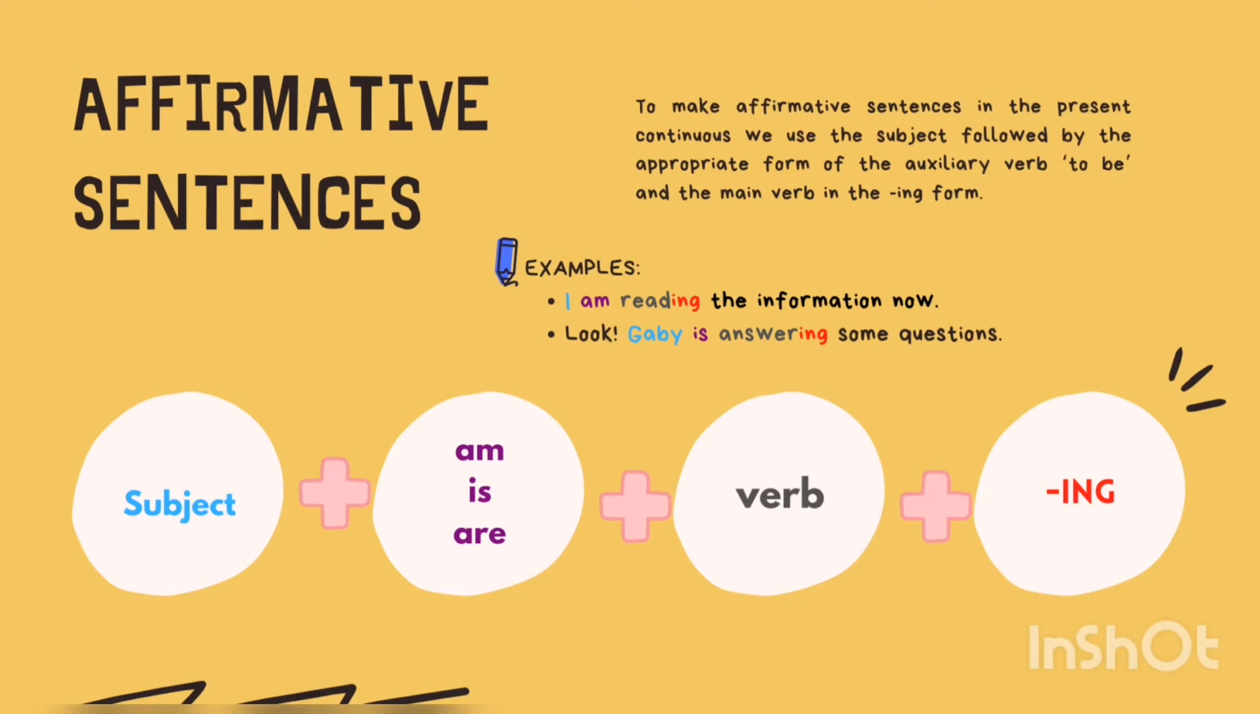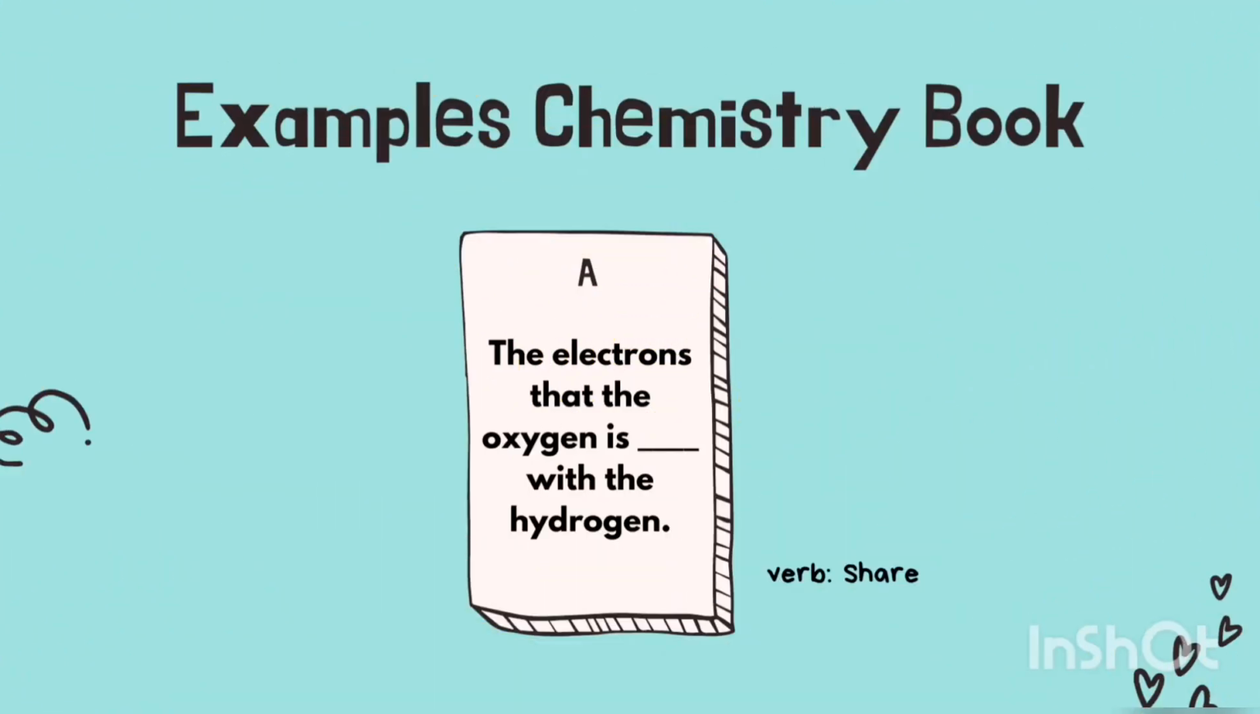Another example of the structure of the affirmative form of the present continuous is: Look, Gabby is answering some questions. The subject is Gabby, is is the verb to be because Gabby is she, and the verb in ing form is answering. So remember, in the affirmative form of the present continuous, the structure is subject plus verb to be plus verb in ing form and complement.